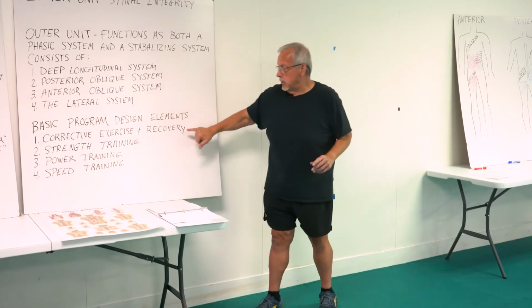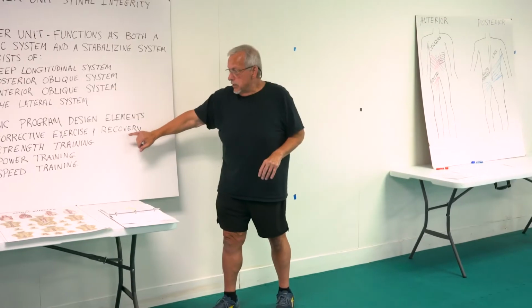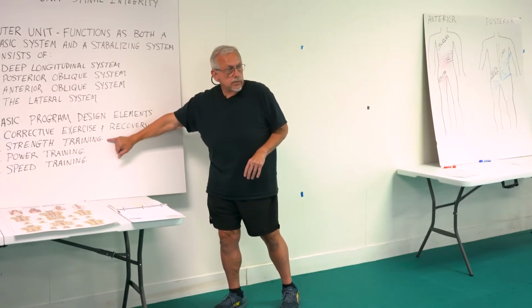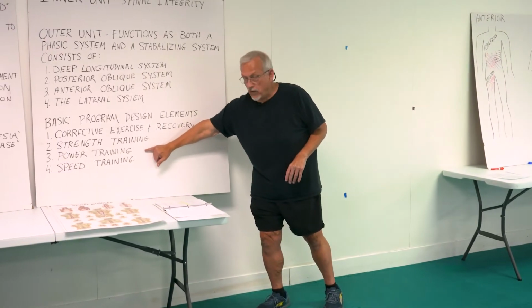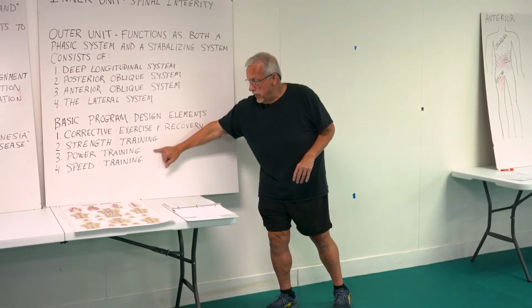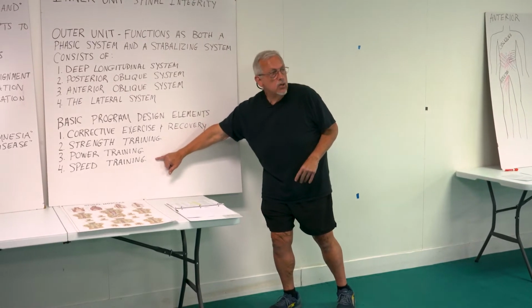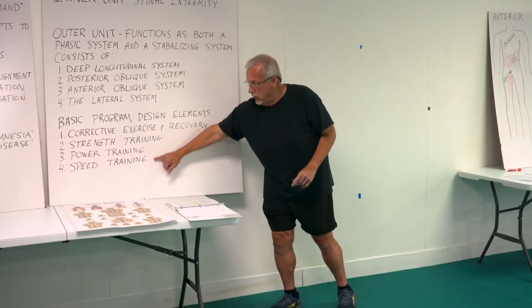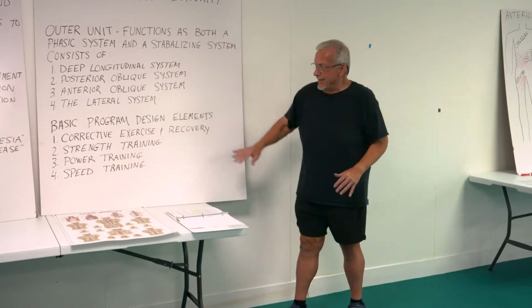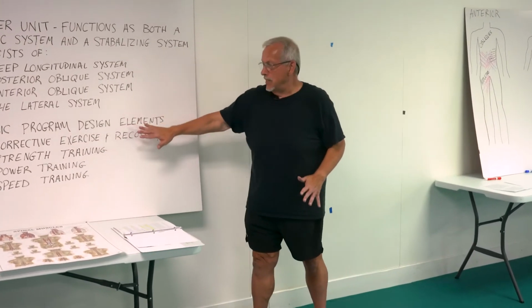First thing I'm going to do is corrective exercise and recovery. The second thing I'm going to do is strength training. The third thing I'm going to phase, I should say, is power training. Just before going back to his sport, then we'll put it together with speed training. Now, that's the basic program design.